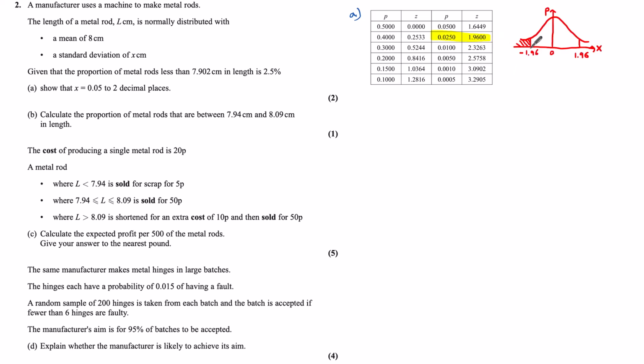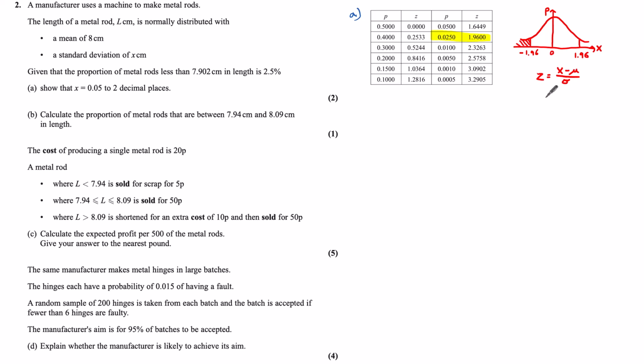So looking at our normal distribution curve, 1.96 is the positive value we get from the z-table. We want the negative value of this, which we can take due to the symmetry of the normal curve. And the reason we want the negative value is because we are looking for the proportion of metal rods less than this 7.902, and we know this value also to be less than the mean.